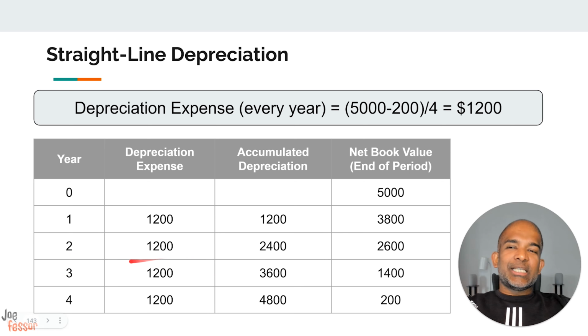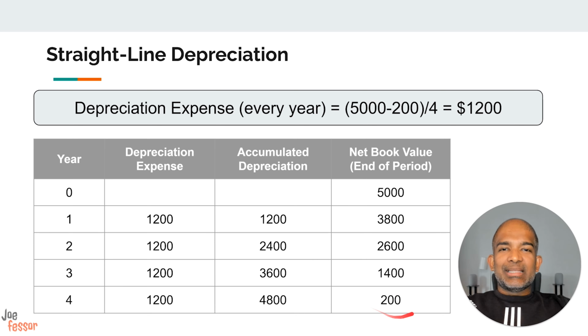Year 3 also has a depreciation expense of $1,200 because we are still with the straight line method. So the accumulated depreciation is year 1, 2 and 3 put together, which is $3,600. Now the net book value is $2,600 minus $1,200, which is $1,400. In the final year, year 4, there is a further depreciation expense of $1,200, which takes the overall accumulated depreciation to $4,800. This leaves us with a book value of $200 at the end of year 4.